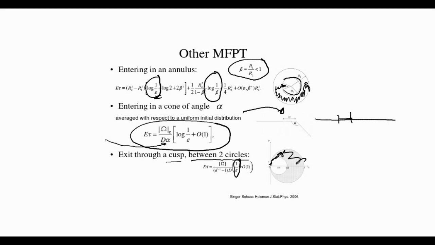All of this has been summarized and discussed in this publication by Singer, Schuss, Holcman in Narrow Escape 2 and 3, published in the Journal of Statistical Physics.